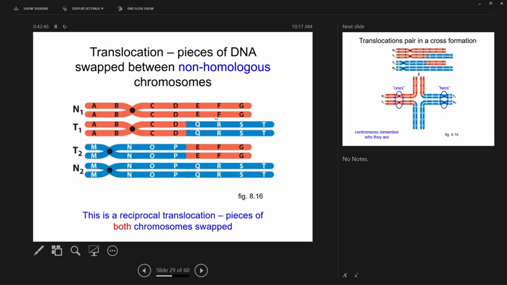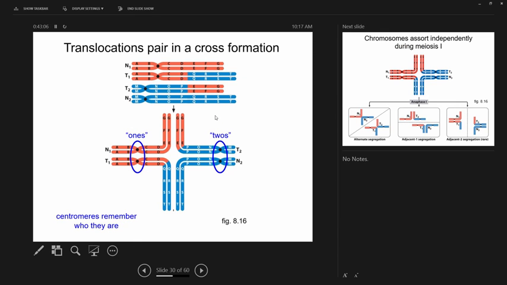But now you've got these pieces on the end. However, the part of the centromere that does not contain the translocation still tells the chromosome who it used to be. So these guys know that they're number 1s, and these guys know that they're number 2s. When you get pairing during meiosis 1 prophase and metaphase, instead of an inversion loop, here you get a cross-like structure. That allows all of the chromosome sequence that is able to pair to pair. That's what it wants to do, and so this just happens.